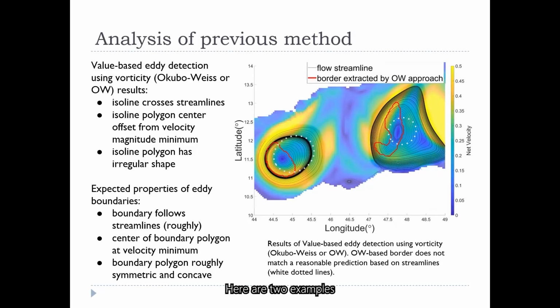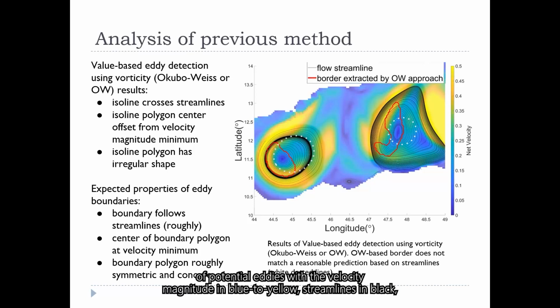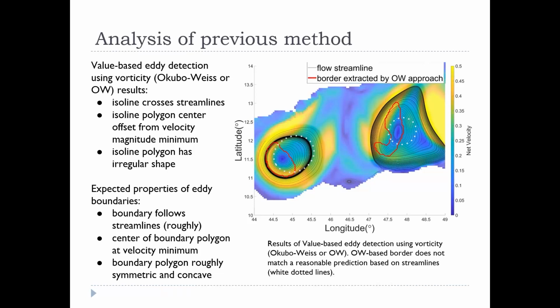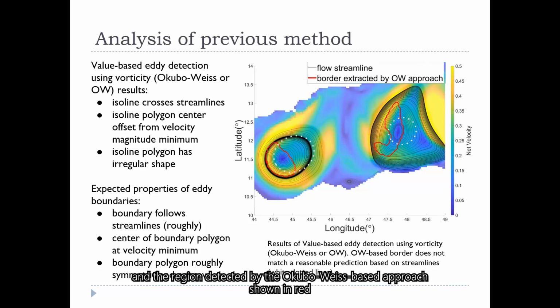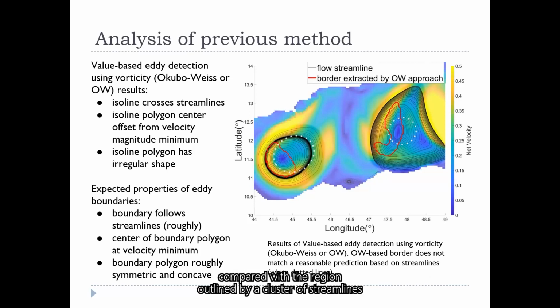Here are two examples of potential eddies with the velocity magnitude in blue to yellow, streamlines in black, and the region detected by the Okubo-Weiss-based approach shown in red. Compared with the region outlined by a cluster of streamlines, the Okubo-Weiss-based approach does not include the complete region of an eddy. These first slides explore some of what is happening.